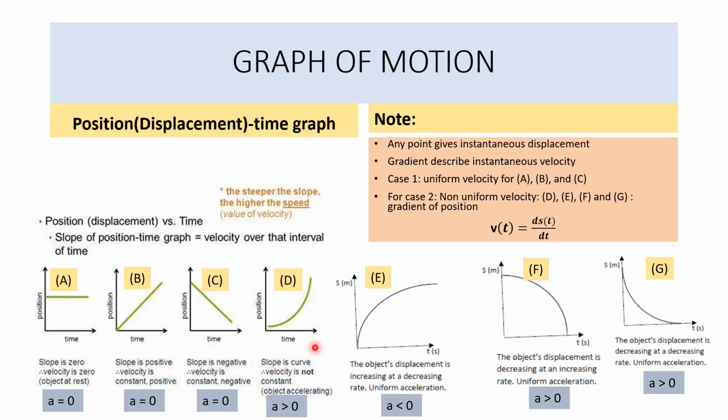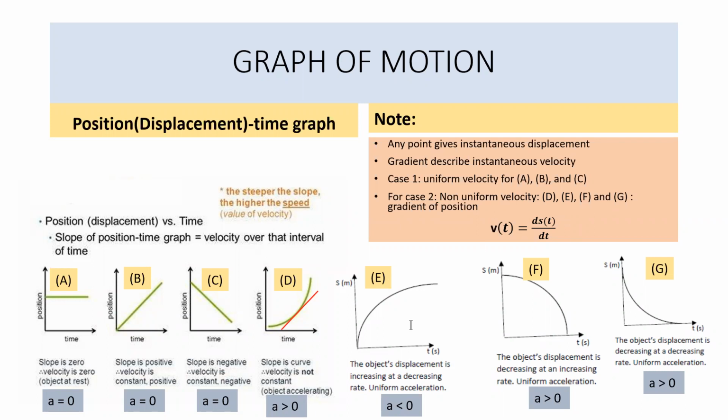It's different from the other graphs when the displacement versus time graph is a curved line. From graph D, the slope is curved and velocity is not constant, meaning the object is accelerating. So how do we find the slope of the curve? You can take one point on the curve and find the gradient of the slope there. Or for example, if the function of position is given, you can also use this formula, v(t) equals ds over dt. This formula is used to find the gradient of the position.